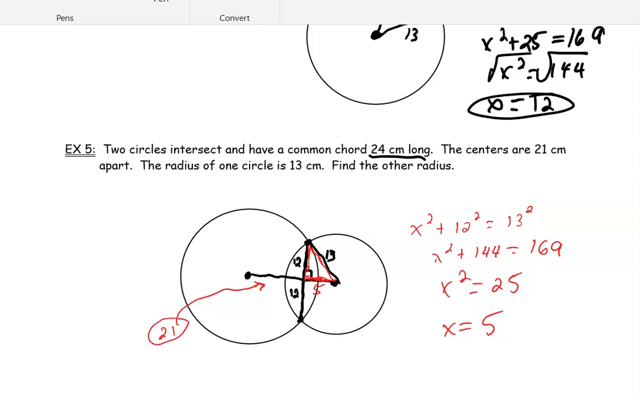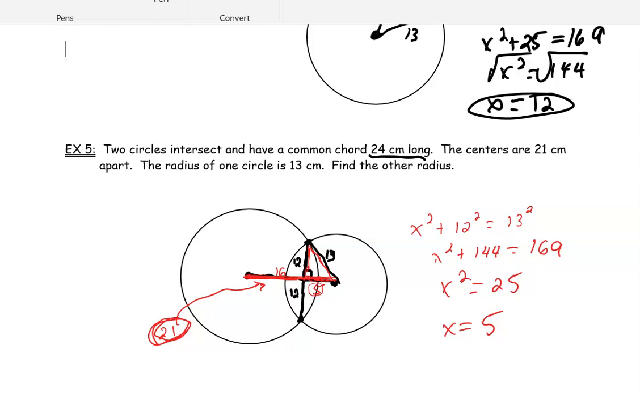So if you then come back to what we had written here, the entire segment, this entire segment was 21. So if we have 5 of it comprised right here, then we would know that from here to the chord, this would have to be 16. All right. So hopefully that makes some sense.